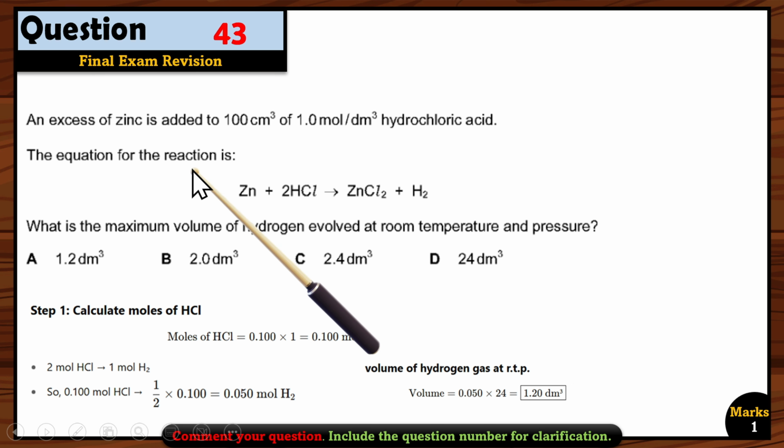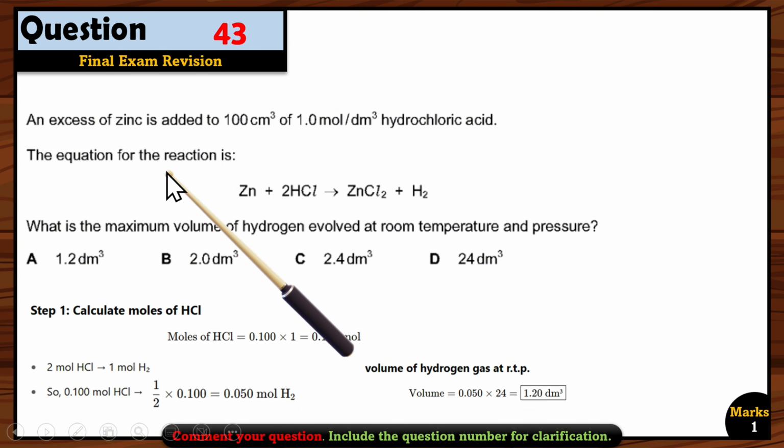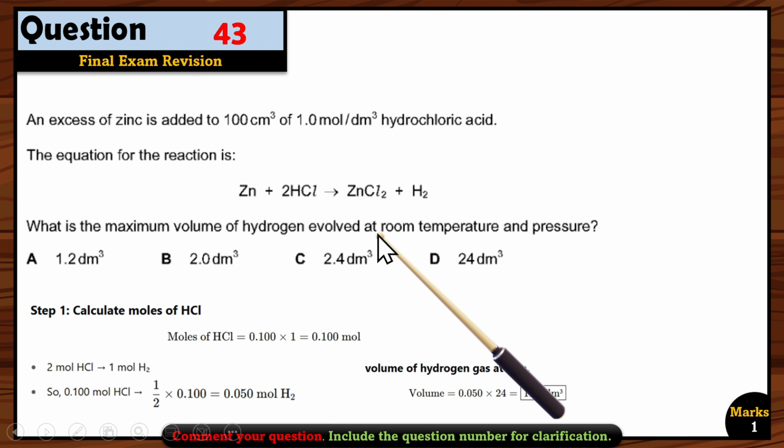Question number 43. An excess of zinc is added. Again, the equation for the reaction is this one. What is the maximum volume of hydrogen evolved at room temperature and pressure? These questions are very common nowadays in exams, so you have to remember. First, the moles questions. Second is the percentage yield question, and the third is the limiting reactants. Through the limiting reactants, you have to find the volume, right?